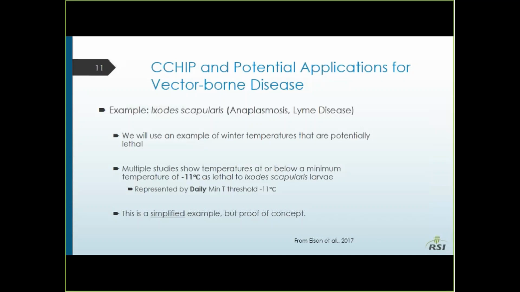This is based on a laboratory study, so they don't have snow cover, but play along, if you will. Essentially, what we're talking about here is a temperature threshold of -11. So if we can have a daily temperature of -11 as a minimum temperature, that should be a threshold that would be enough to at least kill off some of the population, if not most.